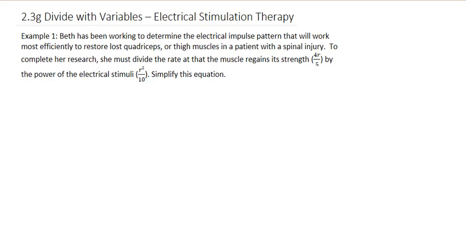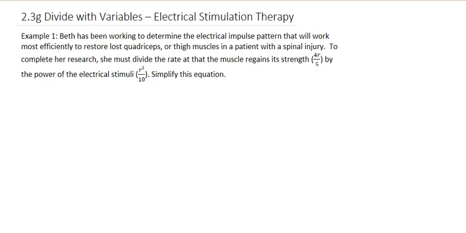Divide with variables. Beth has been working to determine the electrical impulse pattern that will work most efficiently to restore lost quadriceps or thigh muscles in a patient with a spinal injury. To complete her research, she must divide the rate at which the muscle regains its strength, 4R over 5, by the power of the electrical stimuli, which is R squared over 10. So let us simplify this equation.